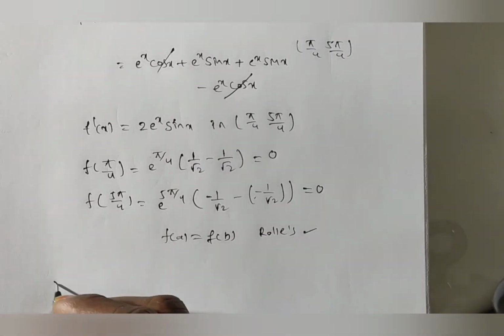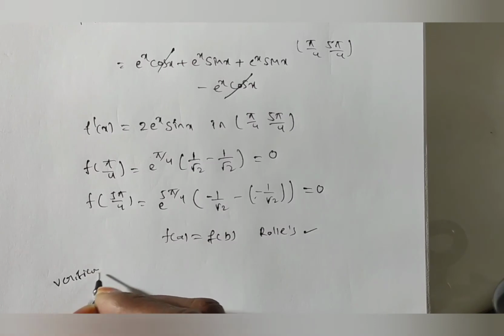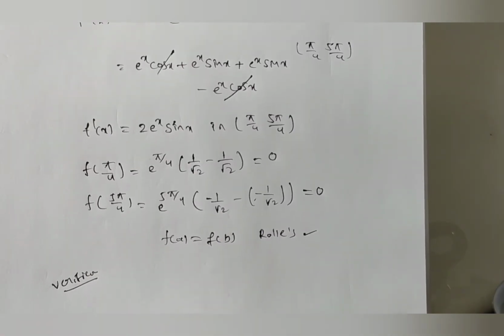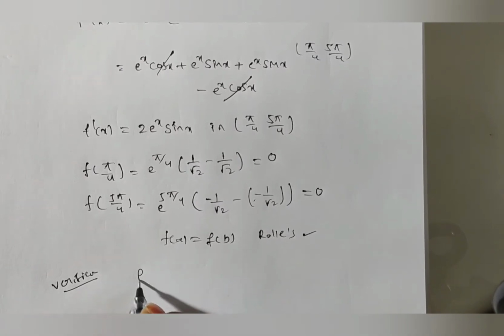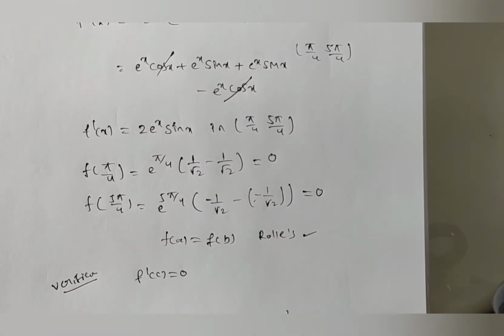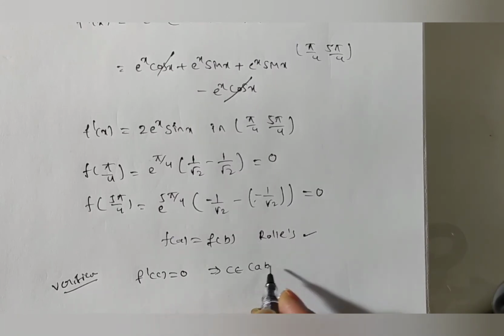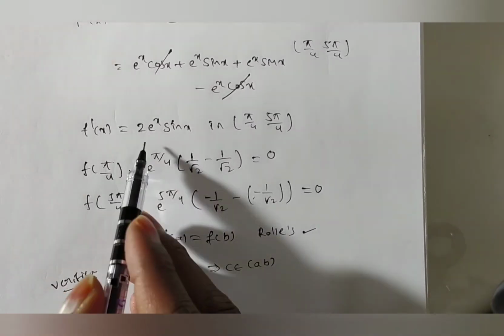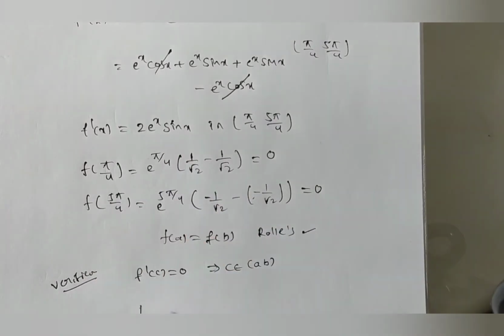Okay, verification we are doing. In this verification, first we have to take f dash of c is equal to 0. Now we have to prove there exists at least one c belongs to open interval a b. Now f dash of x is equal to 2 e power x into sin x. Then f dash of c is 2 e power c into sin c, and this is equal to 0. You observe the product of three functions. Here 2 is a constant, and 2 is not equal to 0.